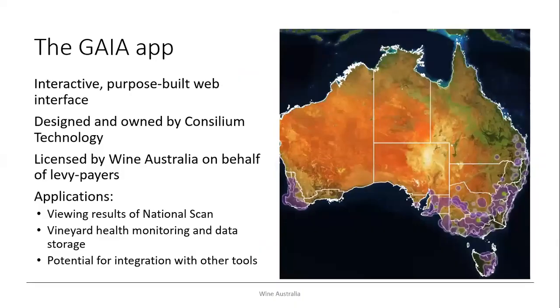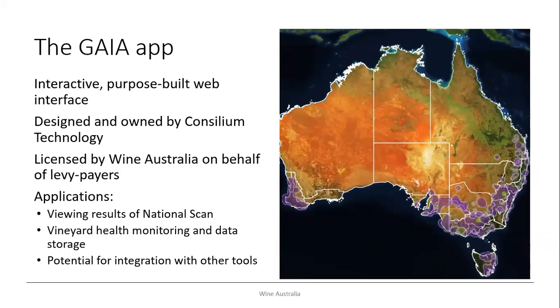All right, and then the third area, as I said to you, is the GAIA interactive app. GAIA is the name of the computer program that did the vineyard detection, and it's also the name of the app that you use to look at the National Vineyard Scan. GAIA stands for Geospatial Artificial Intelligence for Agriculture, but also Gaia is the Greek goddess of Mother Earth, so it's just a really nice name that fits well with what its role is in life, if you like.